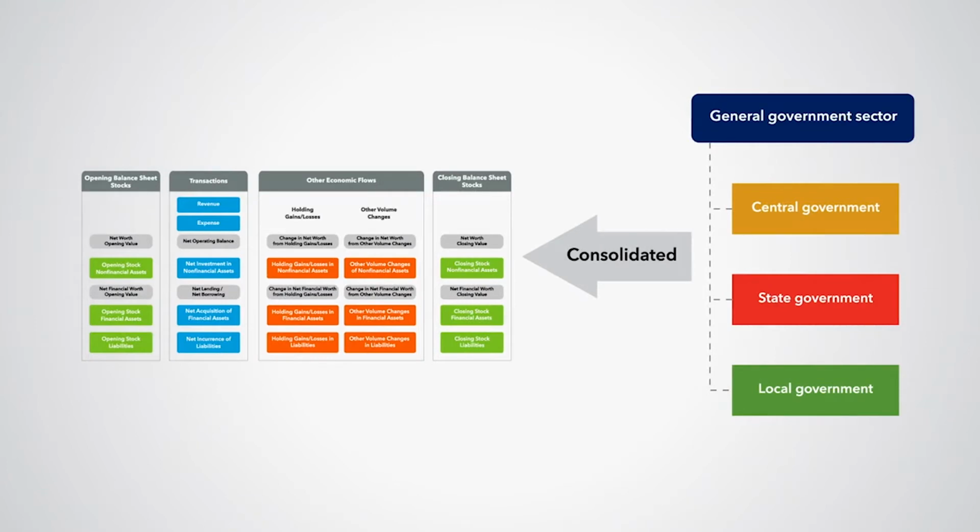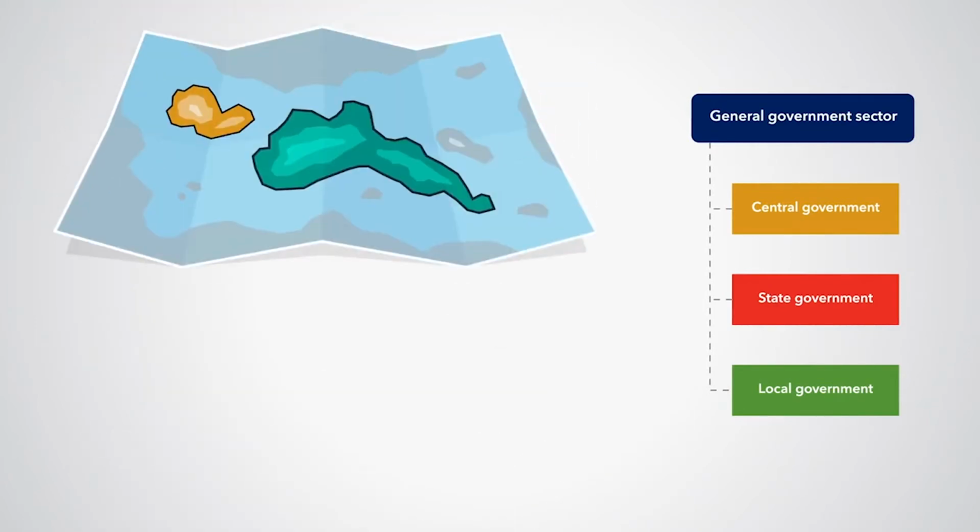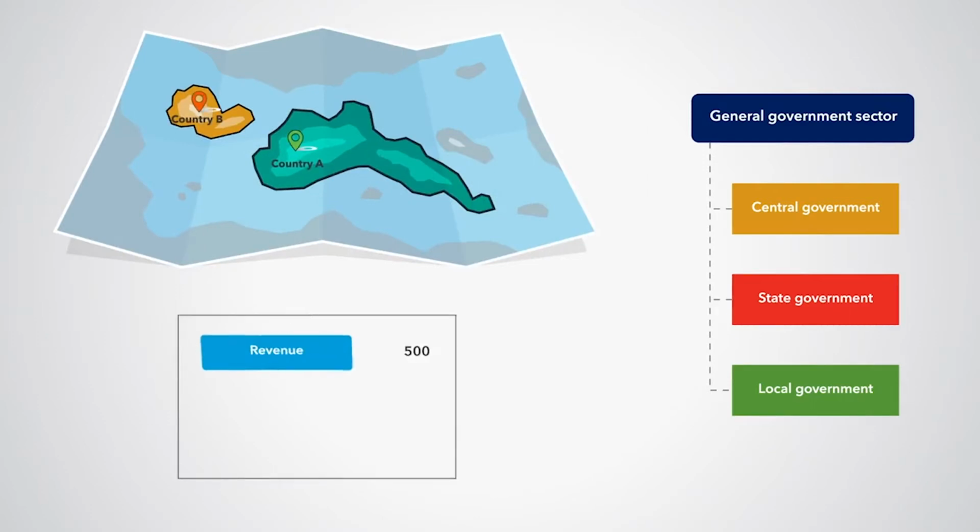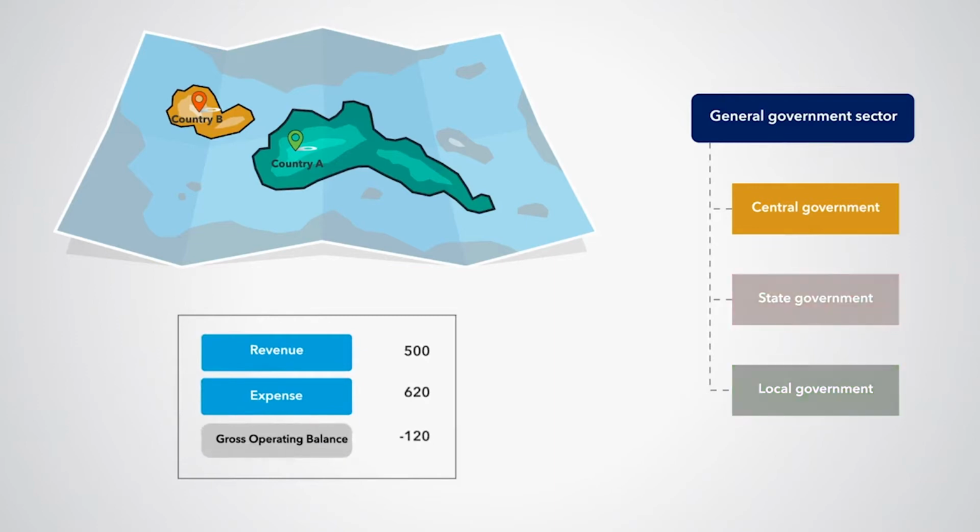Let's take a look at 2 examples. Imagine 2 countries, A and B, have the same values for revenue, expense, and the gross operating balance at the central government level. However, they channel their resources to conduct their activities very differently.